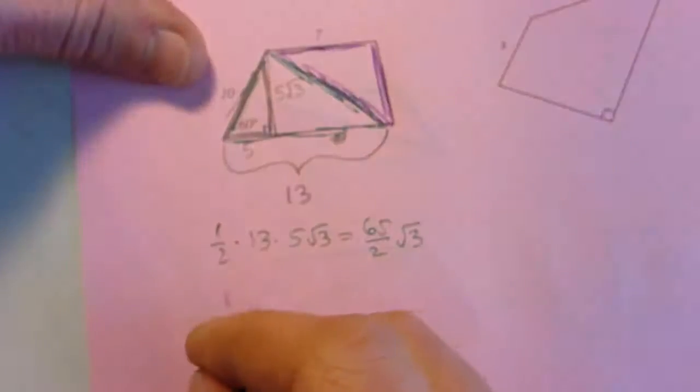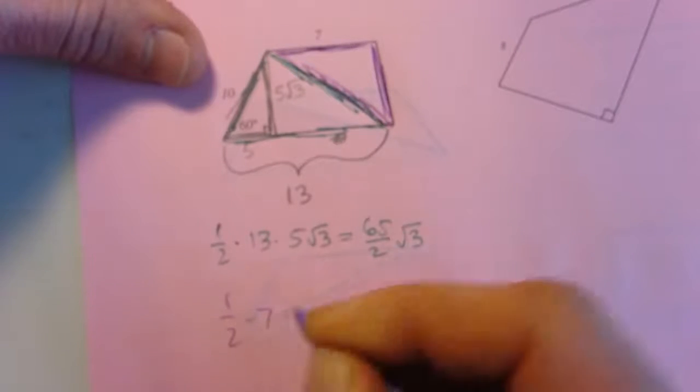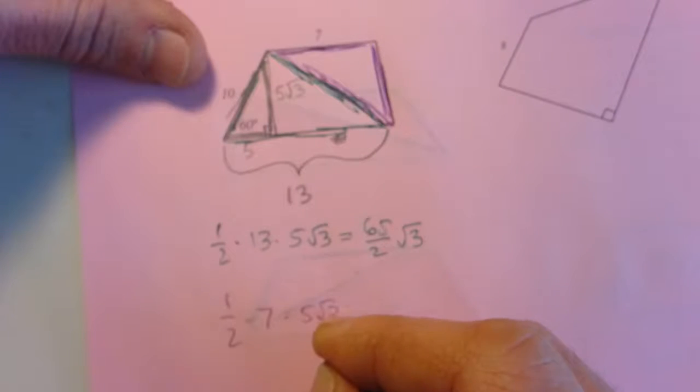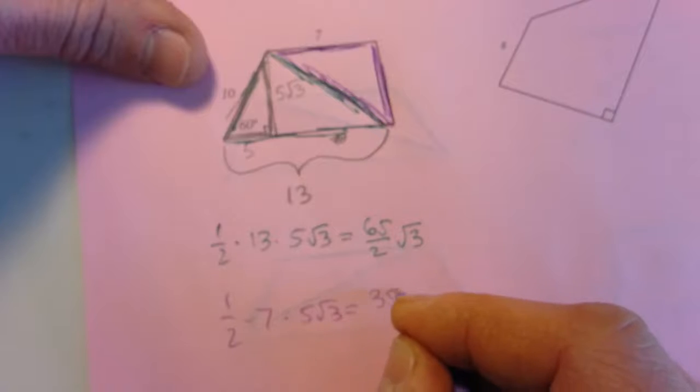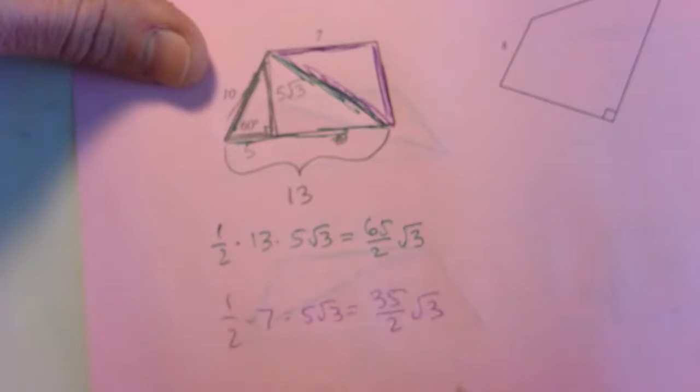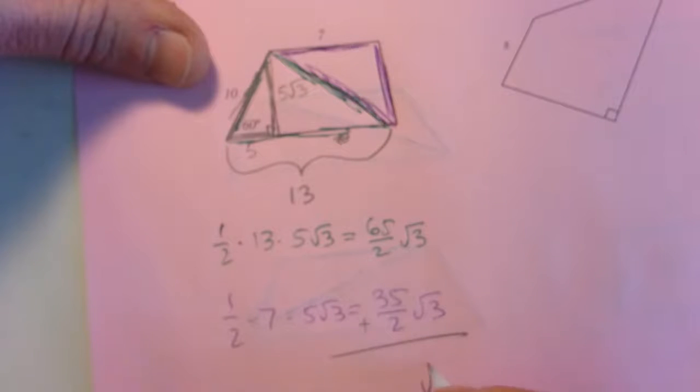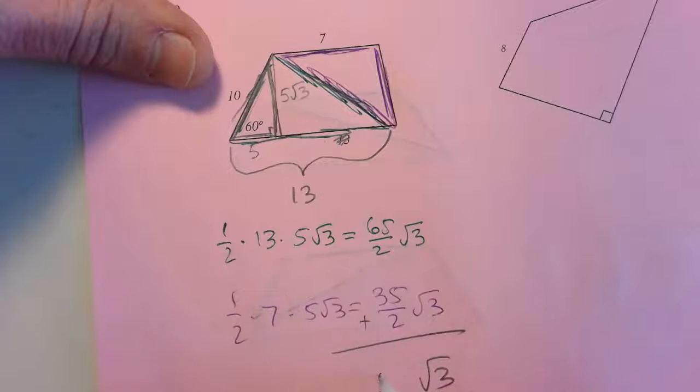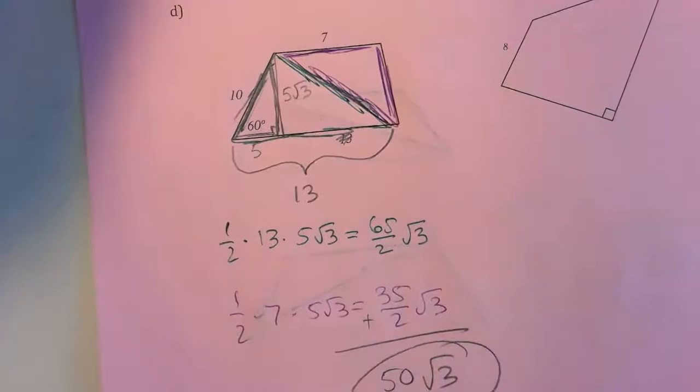Right. The purple triangle has a base of 7. The height is also 5 root 3. Those heights are always identical. I get 35 over 2 root 3. If I add those together, that's going to give me 100 over 2 root 3. That's my answer for myself.